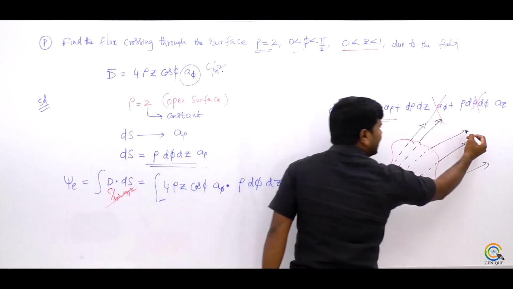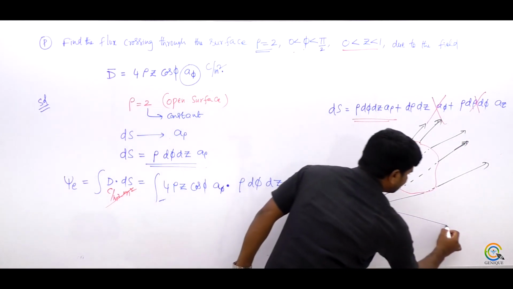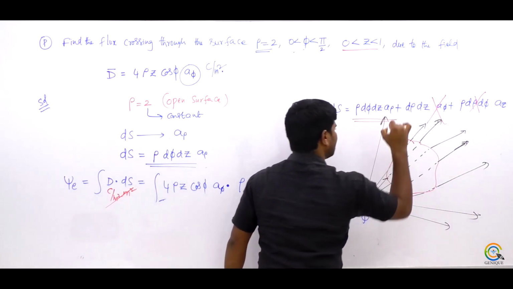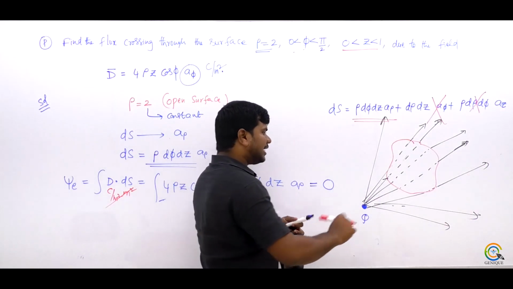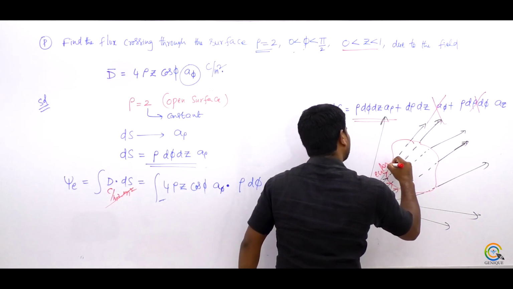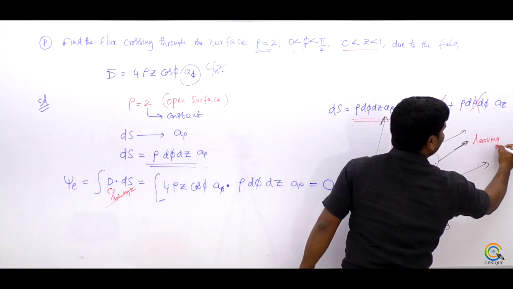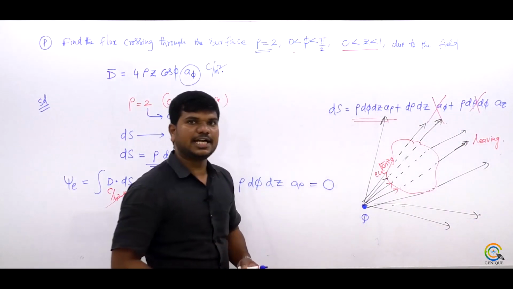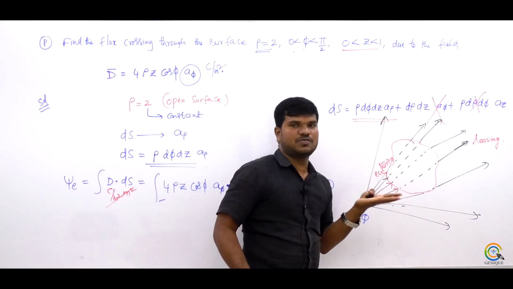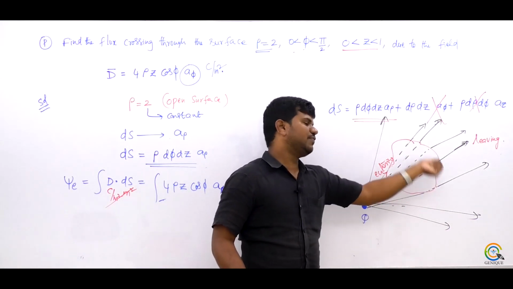Some amount of flux will be entering and leaving like this. And some amount of flux will be entering and leaving. This is going like this. So that means what? The entering flux, this flux is called the entering flux. This is called the leaving flux. Okay, the entering flux is equal to the leaving flux. So that's why the closed integral D dot dS is equal to 0. That means there is no charge in the closed surface.